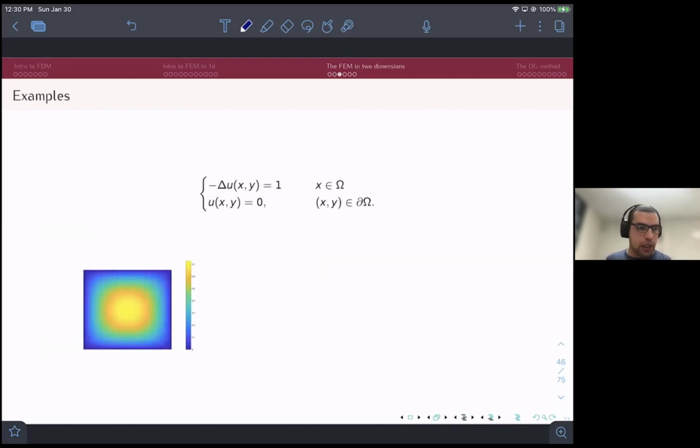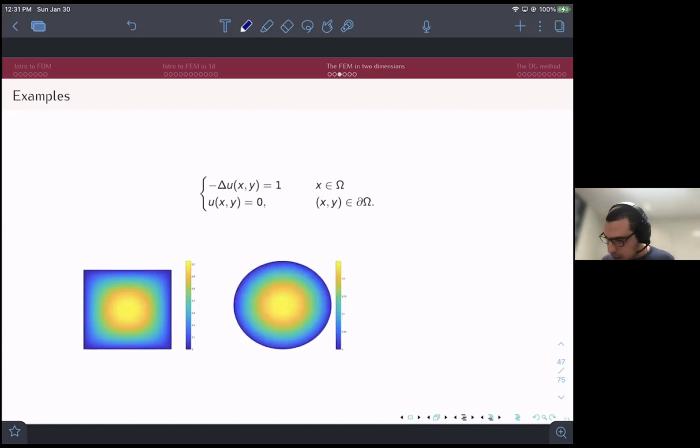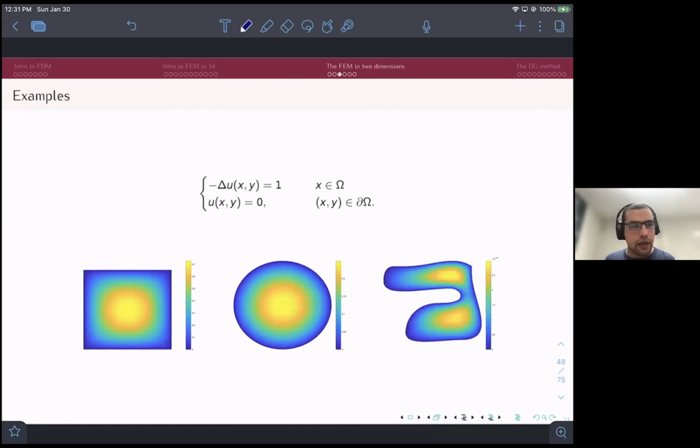For example, I will use that mesh on the square to solve negative delta U is equal to 1, and I will get this solution. And you can verify it if you want to. You can solve this by hand. And we could do the same thing on this one. We can solve this kind of by hand. It would be more tedious, but we can do it. And we could do the same thing on that domain and solve this equation.